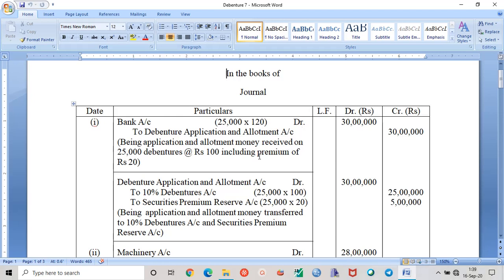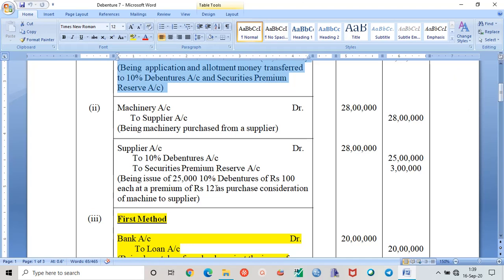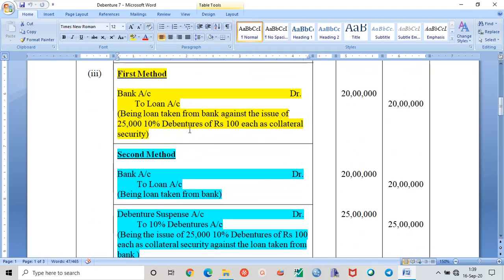Okay guys, now we are in question number 7. You can see here that CCR Limited issued 25,000 10% debentures of rupees 100 each. So three different cases have been given. This is your case 1, this is your case 2, and this is your case number 3. Case number 3 has got two methods, first method and second method. We will see both the methods.